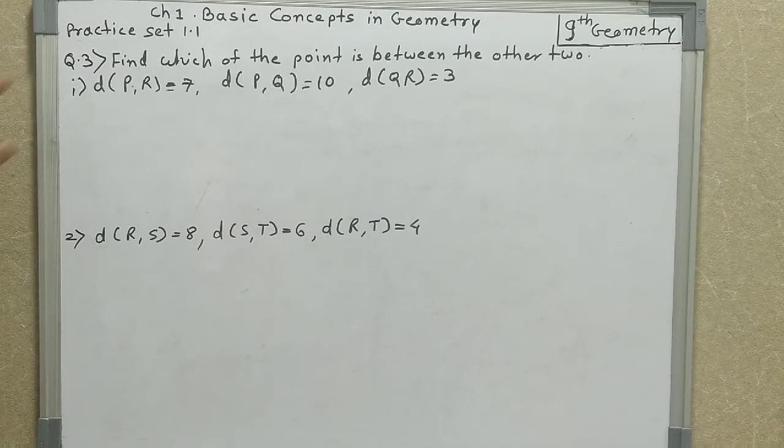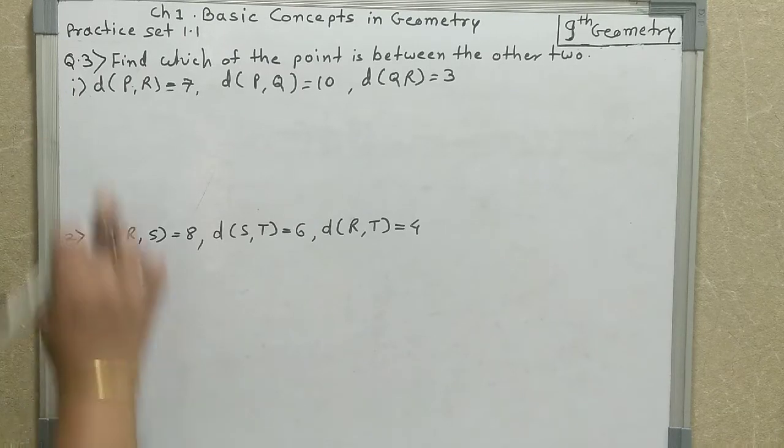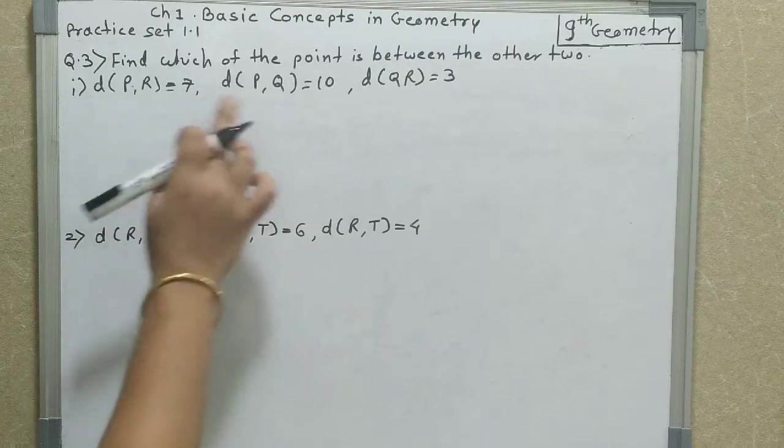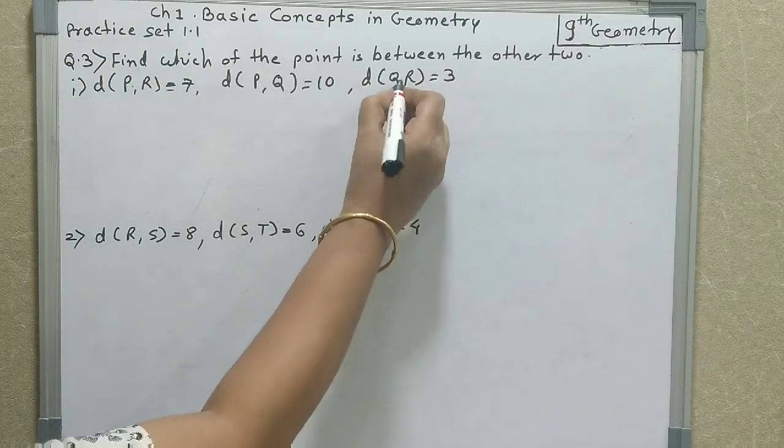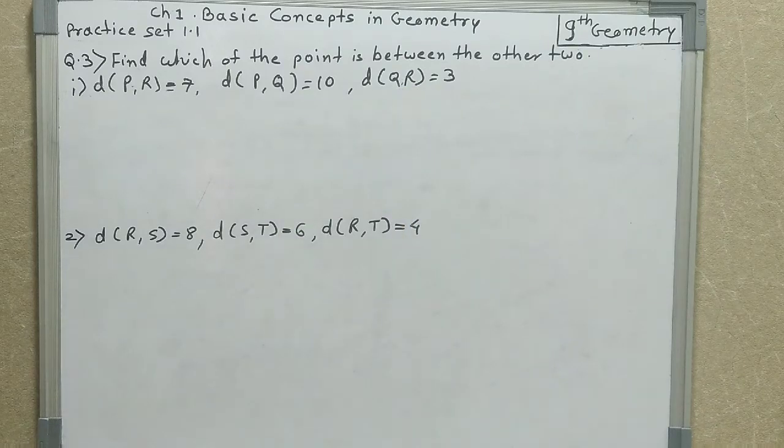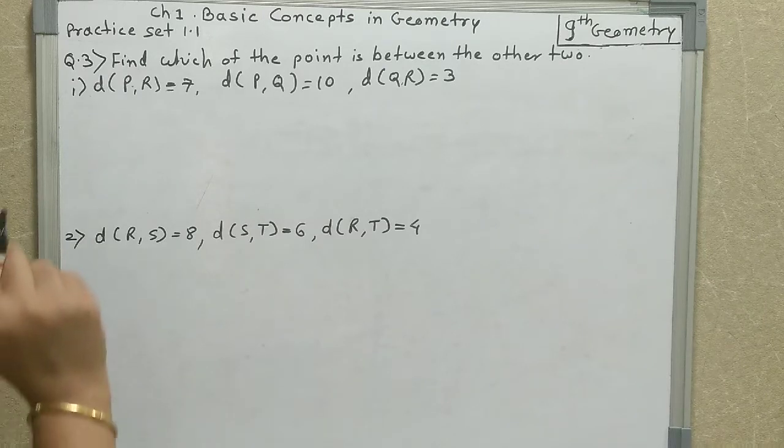Students, we will start question number 3 in practice set 1.1. See the question: from the information given below, find which of the points is between the other two. If the points are not collinear, state so. See the first example. Here distance PR is equal to 7, distance PQ is equal to 10 and distance QR is equal to 3. Now, suppose the sum of any two is equal to the third one.